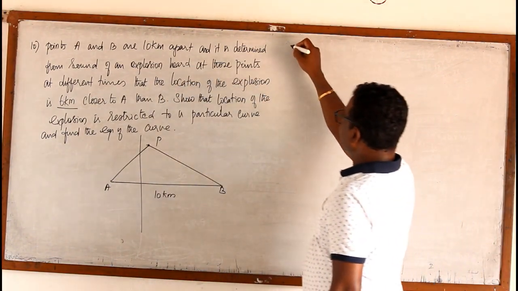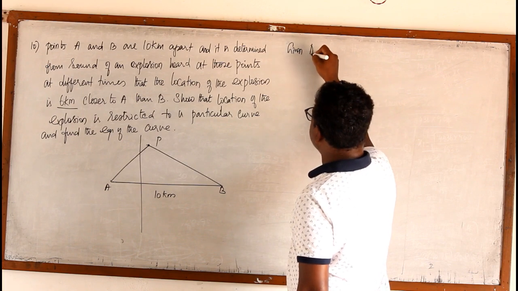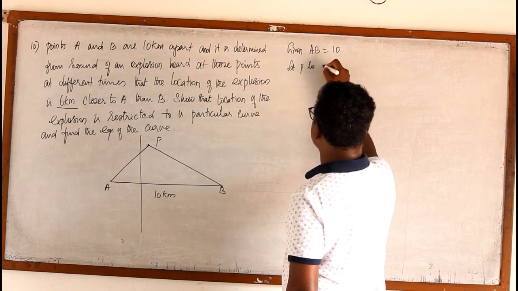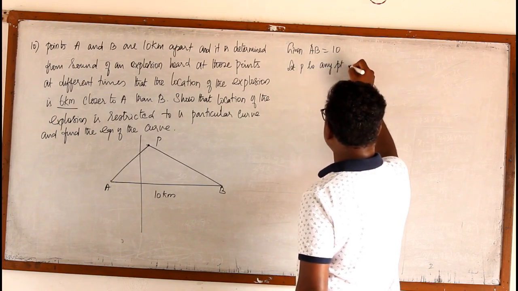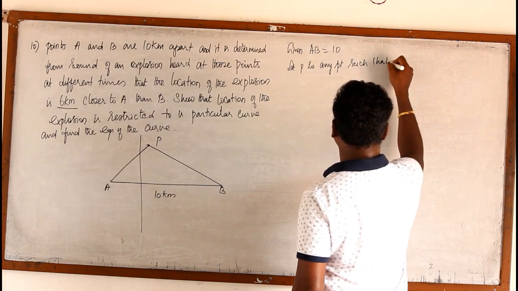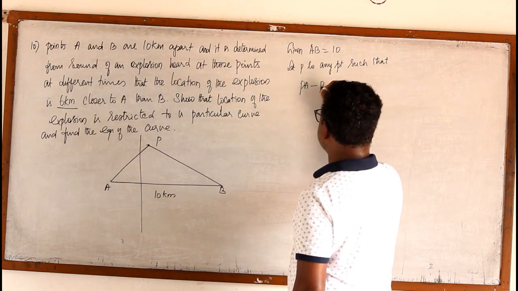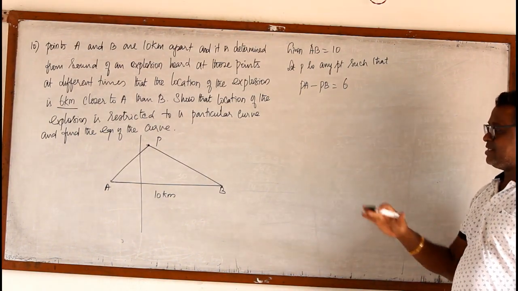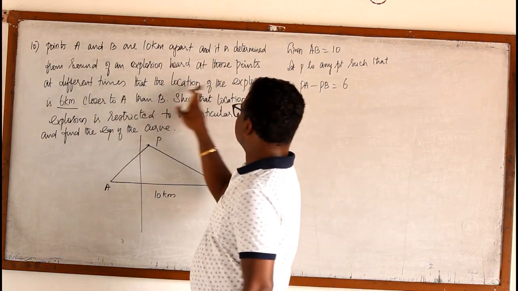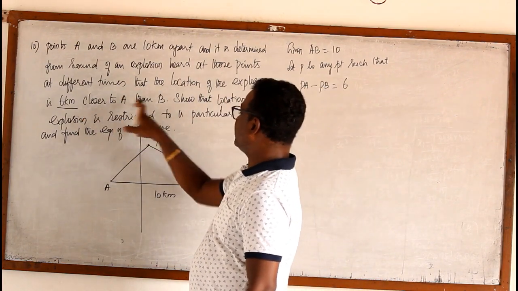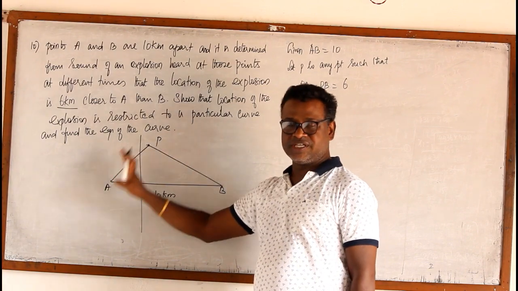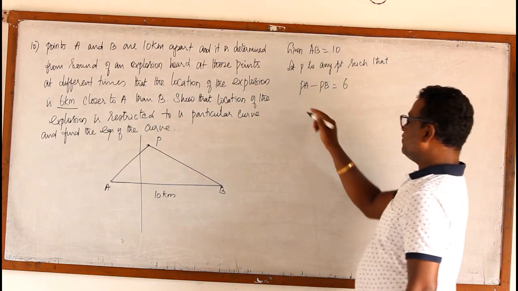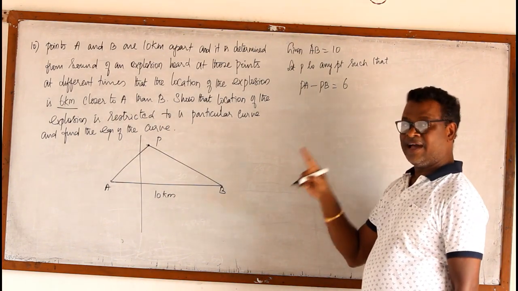Now listen here. Given AB equal to 10, let P be any point such that PA minus PB equal to 6. So this is what is given. The distance between A and B is 10 km, and at different times, the location of explosion is closer to A than B. That means P is closer to A than B. Therefore the difference is 6. Now, if this is the case, we know this is the property of a hyperbola.